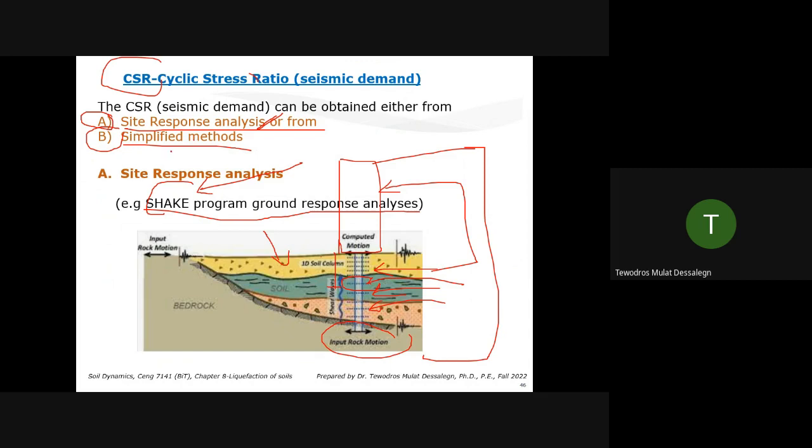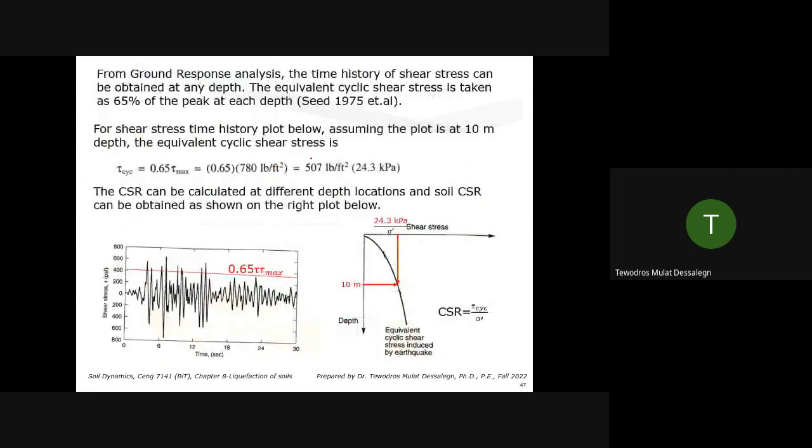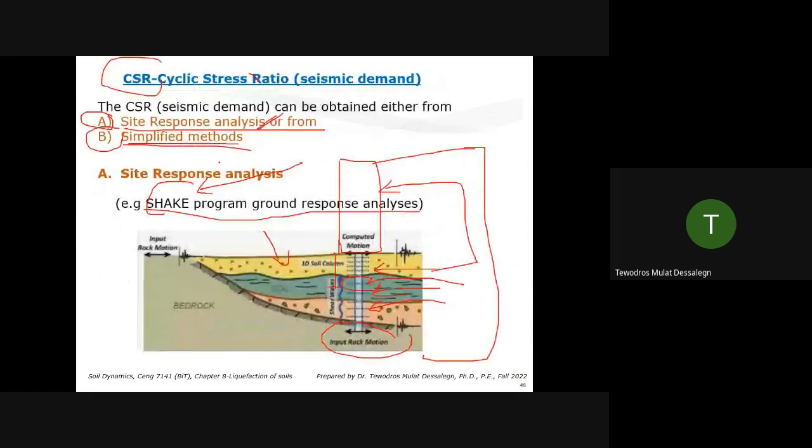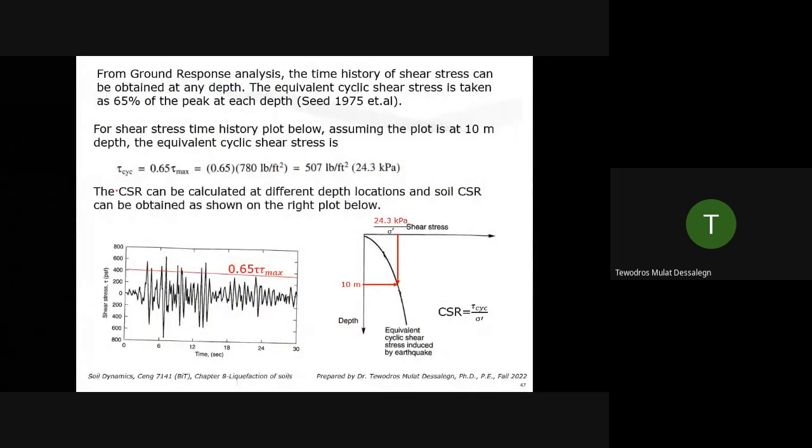The other option is to use simplified method. Let me see if there is anything I'm missing. This is still the Shake approach. So once you do the Shake approach, let's say you apply time history, get at any depth the shear stress, and you divide it by the effective stress. So in the entire depth, by monitoring points at different depths, you can plot the curve actually. You'll find the CSR chart. This is coming from software.